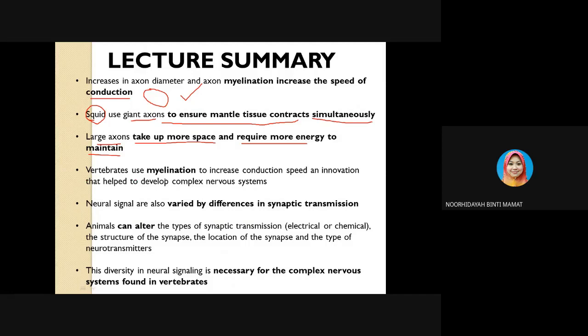Vertebrates use myelination to increase the conduction speed, an innovation that helped to develop the complex CNS. Neuron signals are also varied by differences in synaptic transmission. Animals can alter the type of synaptic transmission, either electrical or chemical, and they can also alter the structure of the synapse, the location of the synapse, and the type of neurotransmitters, depending on the function. Last, this diversity in neurosignaling is necessary for the complex nervous system found in vertebrates.